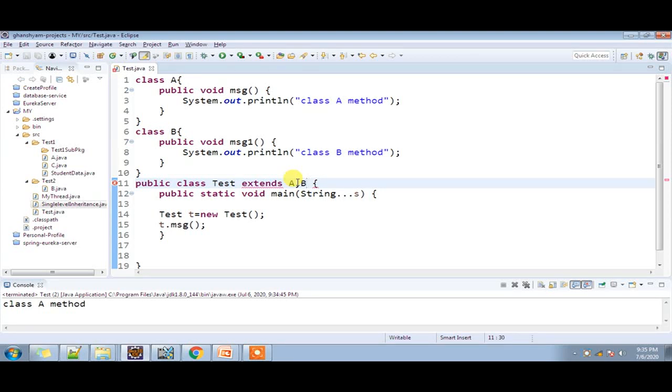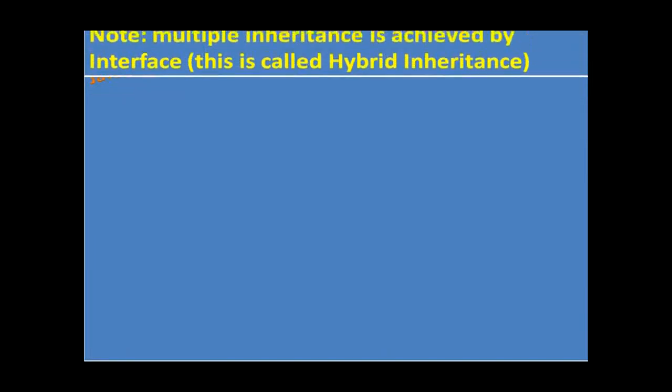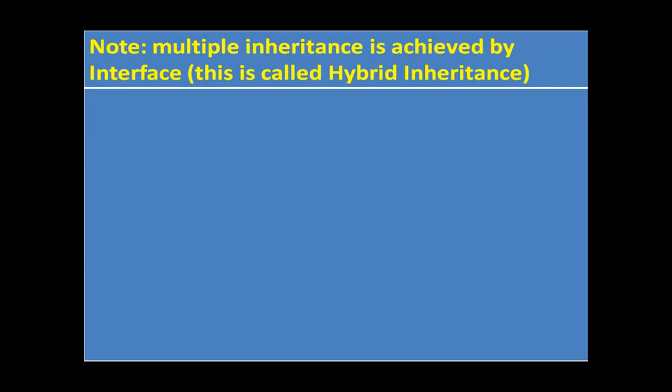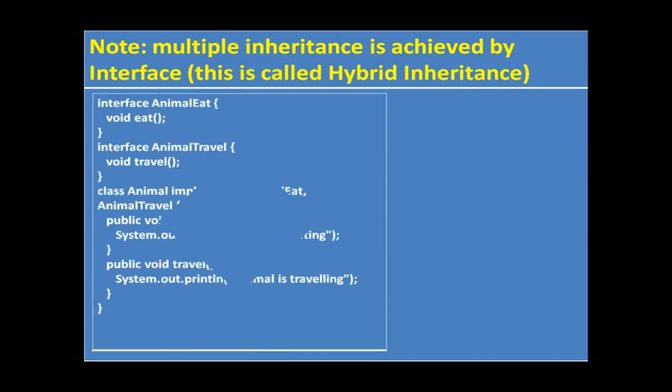But multiple inheritance can be achieved with the help of interfaces. How? Let me show you. So now multiple inheritance is achieved by interface. This is called hybrid inheritance. Now, if we define two interfaces, like here we have defined interface Animal Eat with an eat method, and interface Animal Travel, where we define the travel method.